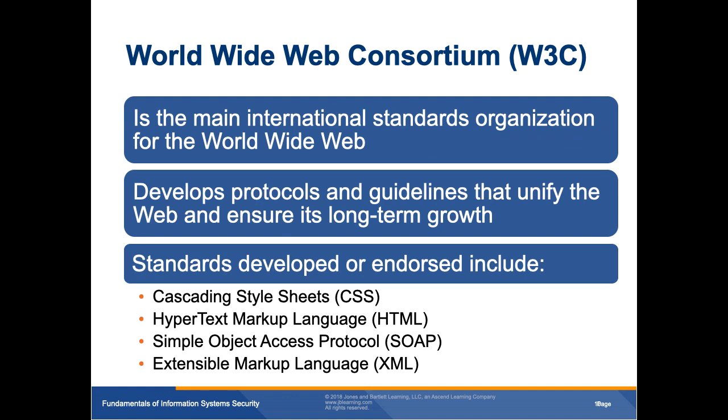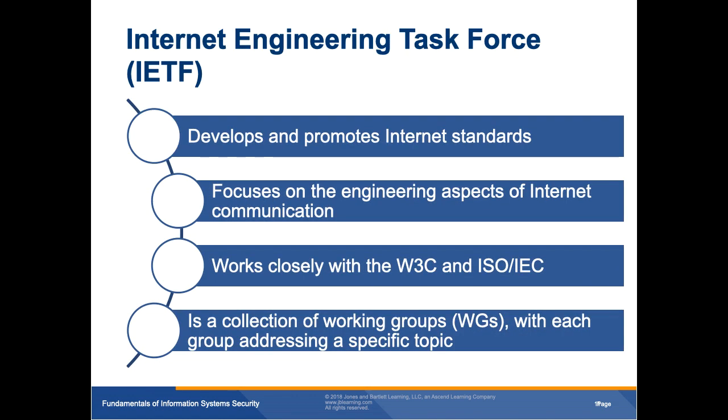The World Wide Web Consortium is the main international standards organization for the World Wide Web. It develops protocols and guidelines that unify the web and ensure its long-term growth. Standards developed or endorsed include cascading style sheets, CSS, HTML, the Simple Object Access Protocol, or SOAP, and Extensible Markup Language, XML. All of these are very critical to the development of the Internet and the World Wide Web.